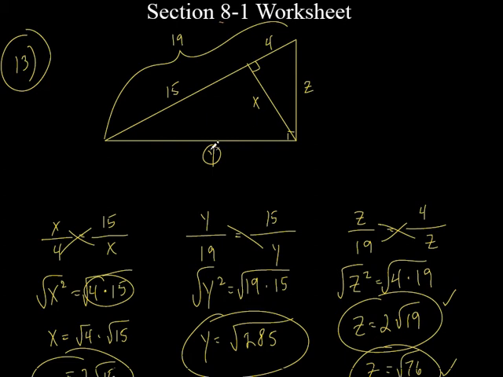This is the first one we did, but this was a little easier because here were your geometric means. This one and this one were your geometric means. Remember, the altitude is a geometric mean between the two segments of the hypotenuse. This y is a geometric mean between the whole hypotenuse, 19, and the segment that's closest to y, in technical terms adjacent to y. Z is a geometric mean between the whole hypotenuse and the segment adjacent to side Z. So x is a geometric mean between 15 and 4, y is a geometric mean between 19 and 15, and z is a geometric mean between 19 and 4. So there's all the math.